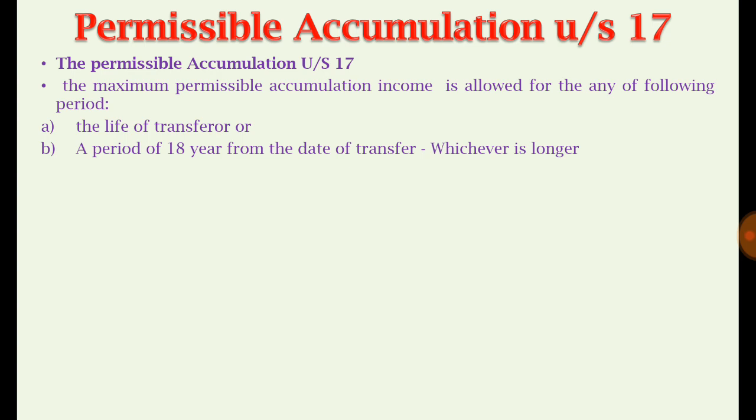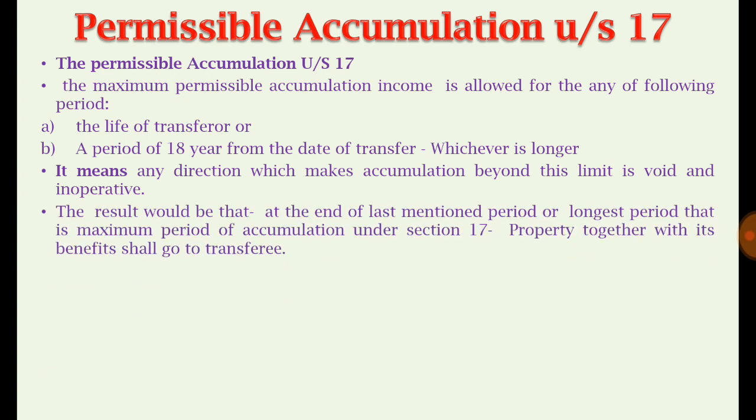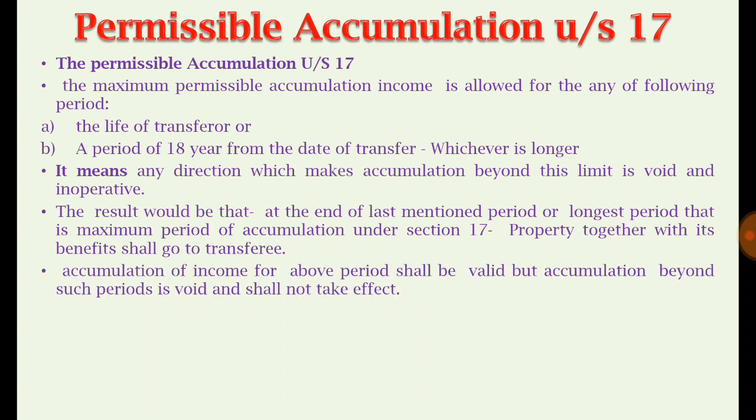At expiry of the longer period, that property along with all incidental benefits shall go to the transferee. The transferee will be absolutely entitled to enjoy the property along with the benefits. So the result of such section is that at the end of the last mentioned period, or the longest period, which is called the maximum period of accumulation under section 17, the property together with all benefits shall go to the transferee. So the accumulation of income for the above period shall be valid, but accumulation beyond such a period is void and will not be operated.